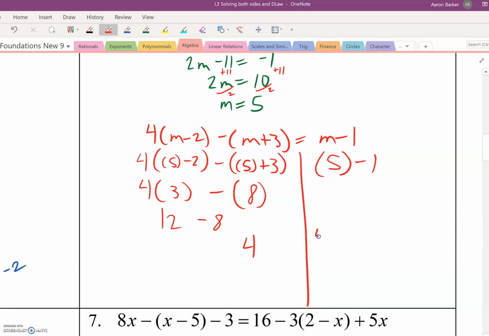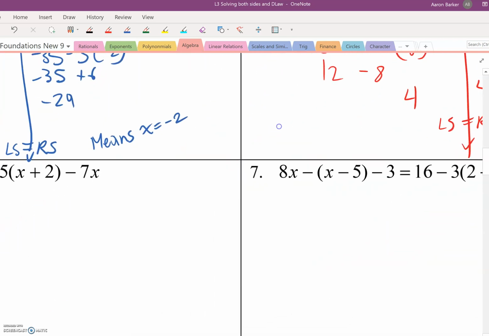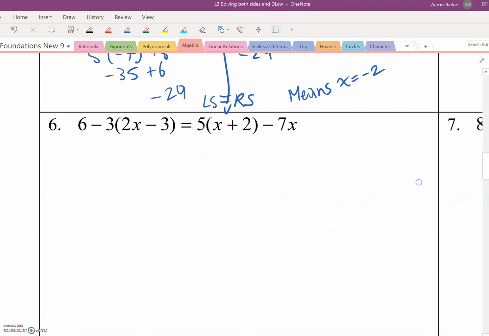Oh, and look on the other side. I get 4 as my answer. Left side equals right side. What does that mean? Well, it's the check. It means that m equals 5. It means my solution was correct because left side equals right side. It's balanced. Okay, we got 2 more questions to go.